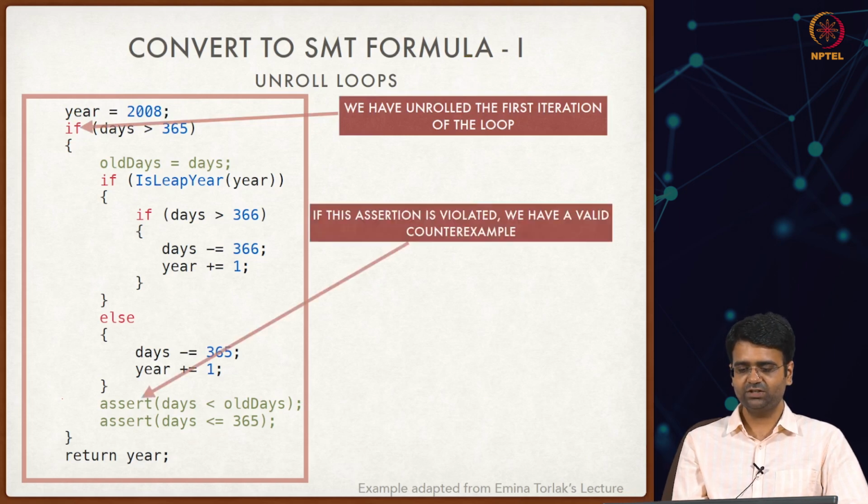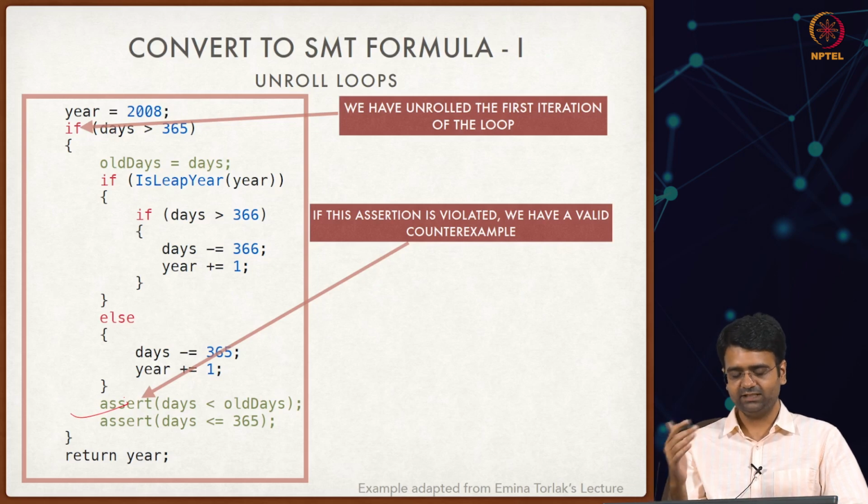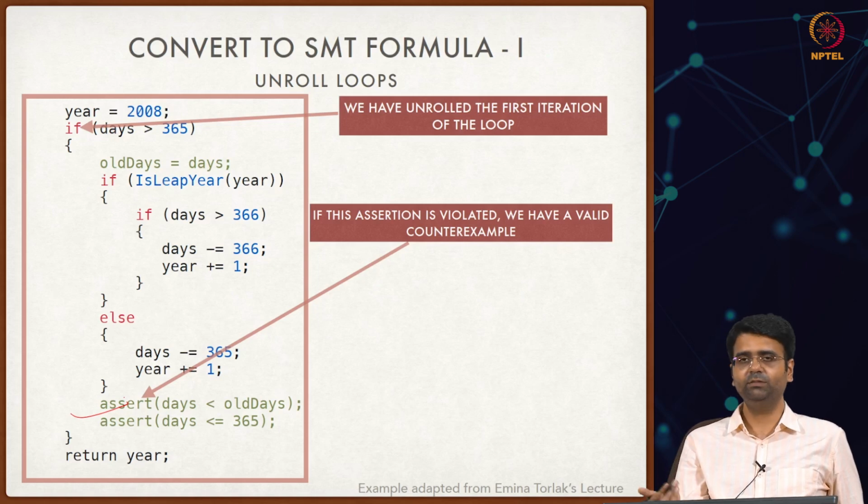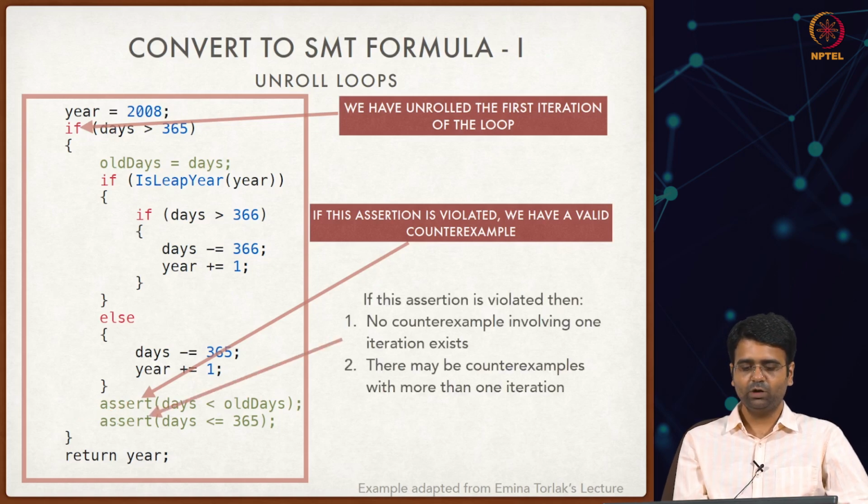So if the first assertion is violated, that means that we have found a valid counter example. So the assertion violation means that the value of days is in fact not less than the value of old days, which means that this loop may not terminate, because in an iteration you are not decreasing the value of days at all. So if the first assertion is violated, then we have a valid counter example. What about the second assertion? So we have added one more assertion.